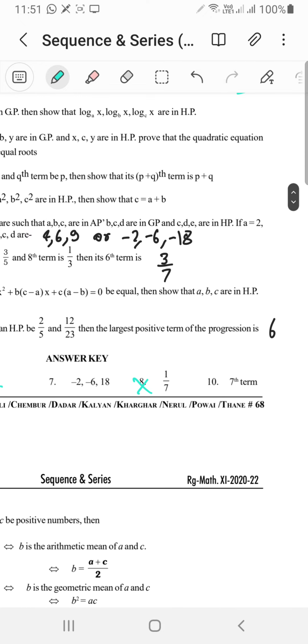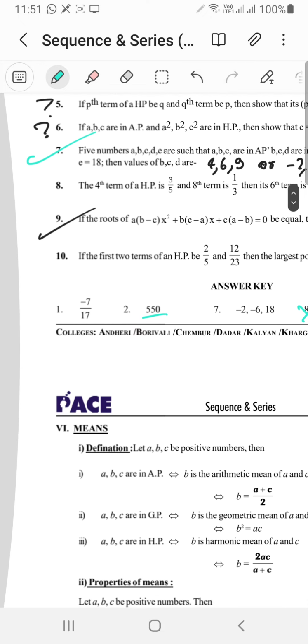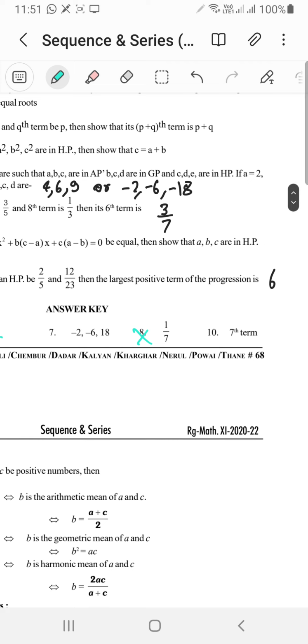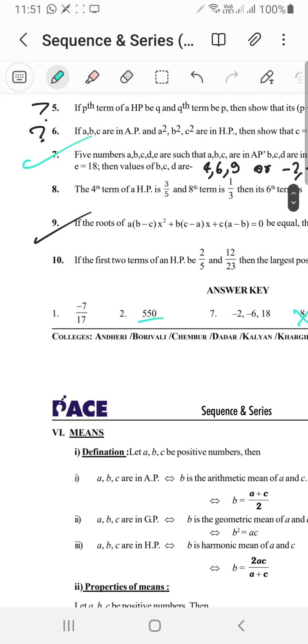Ninth, they didn't give. 10th. 7th term, the actual value of the term is 6. So, yeah. I mean the first term, whatever. I'm just going to say it's correct.